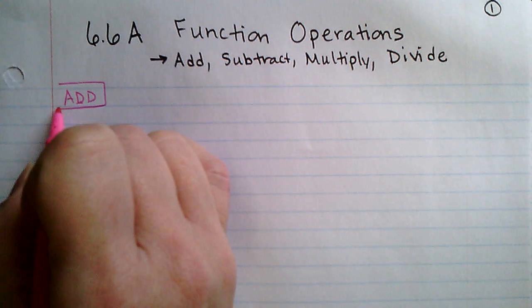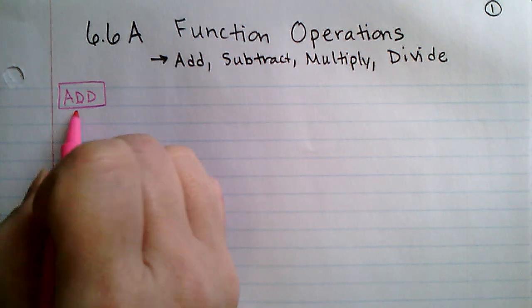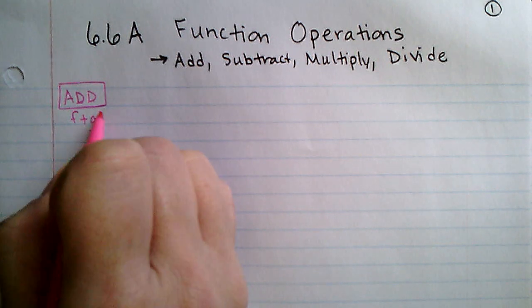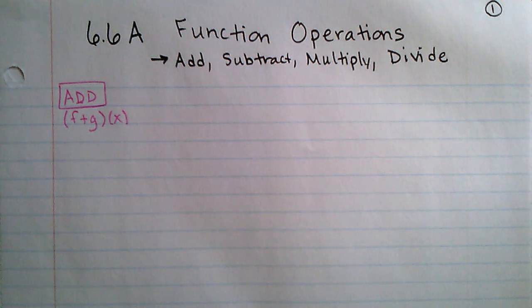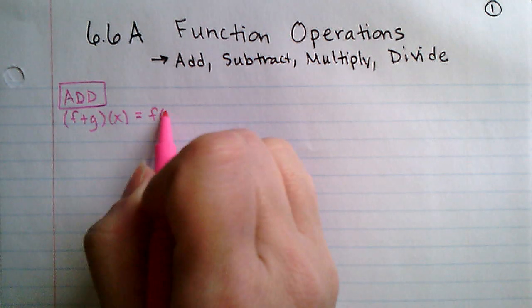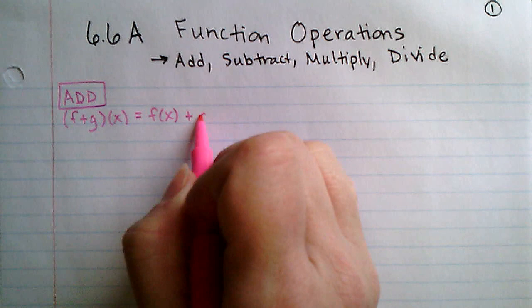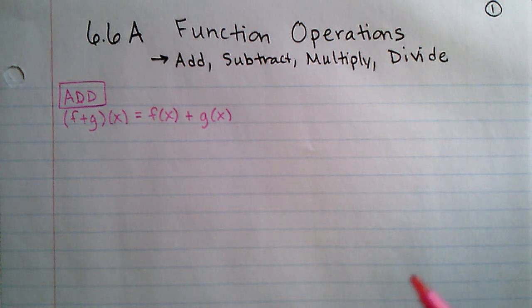To add functions, what you're likely to see in function notation is something that looks like this: f plus g of x. What that means to do is to take the function that's f of x and add it to the function that's g of x. Pretty straightforward.